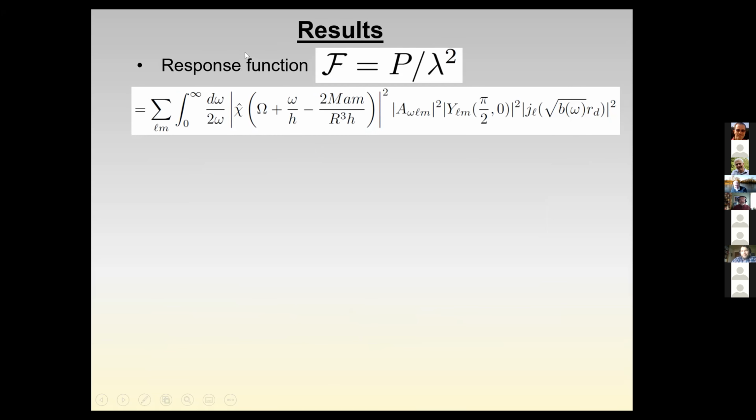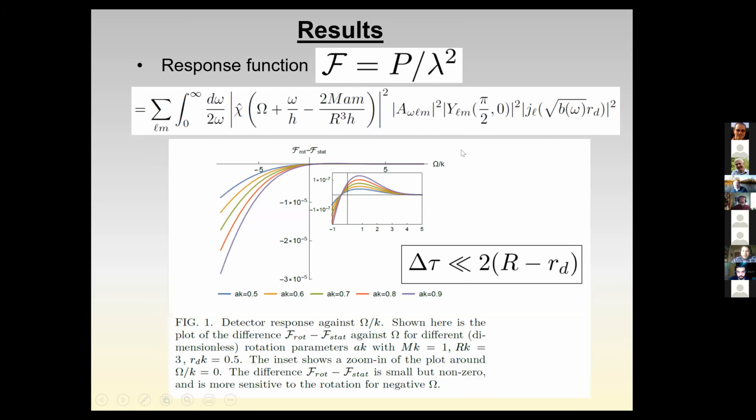So that's the response function, and you see that the dependence on the rotation of the shell enters in 3 places. It depends on the Fourier transform of the switching function. It depends on this b omega, which we saw before, but it also depends on this normalization. Okay, so it enters these 3 places. Okay, so here's the result.